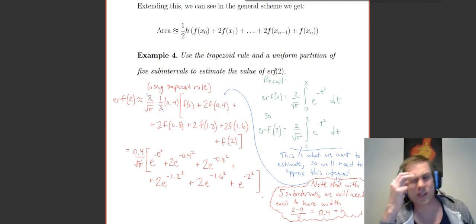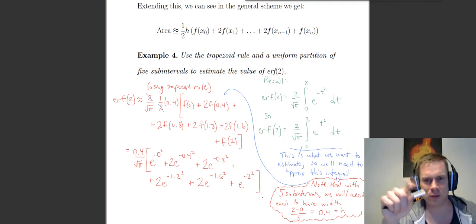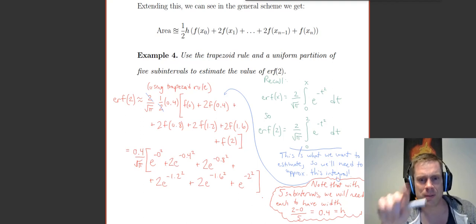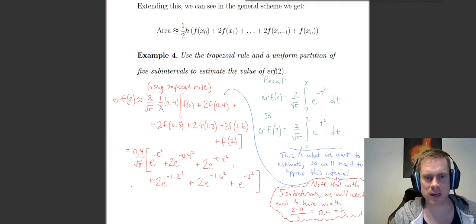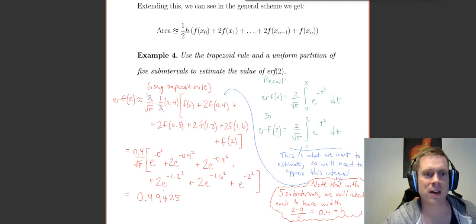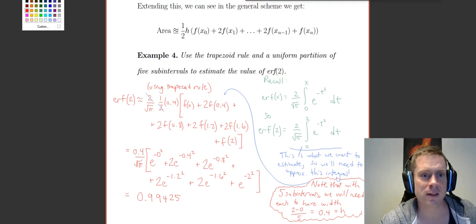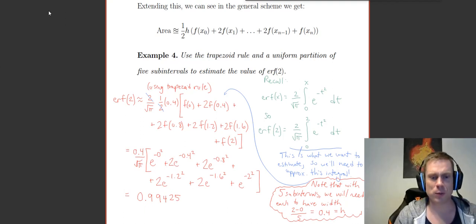Remember your order of operations, please, right? When you square those numbers, the minus sign is applied after, really important. But if you work this all out on a calculator and double check it and triple check it and make sure you've got it right here, I get a value here of 0.99425, and you can double check that to make sure that I'm accurate when you get a moment.